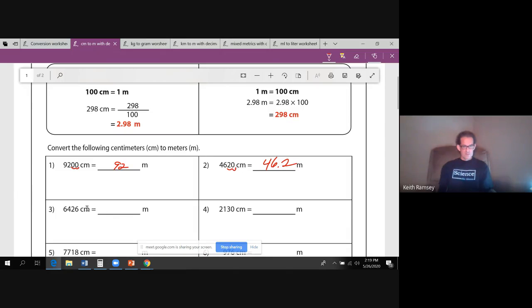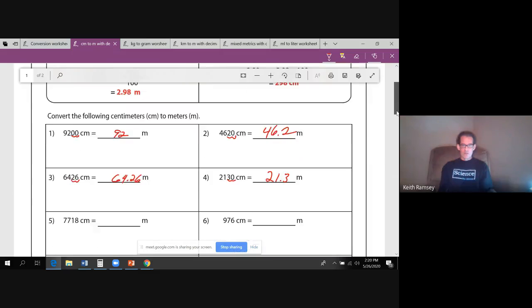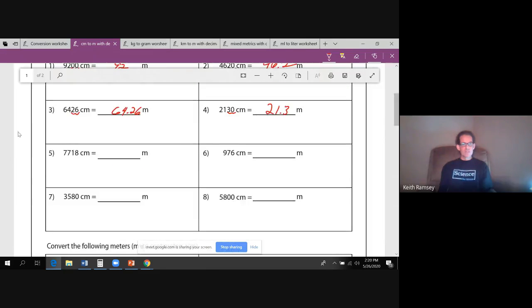Centimeters to meters. So again, here's my decimal. Once, twice, this would be 64.26 meters. I'm going to move my decimal once, twice. This would be 21.3 meters. And I want you to take a minute and try 5 through 8 and make sure you're moving that decimal 2 steps. If you have any questions, just ask.